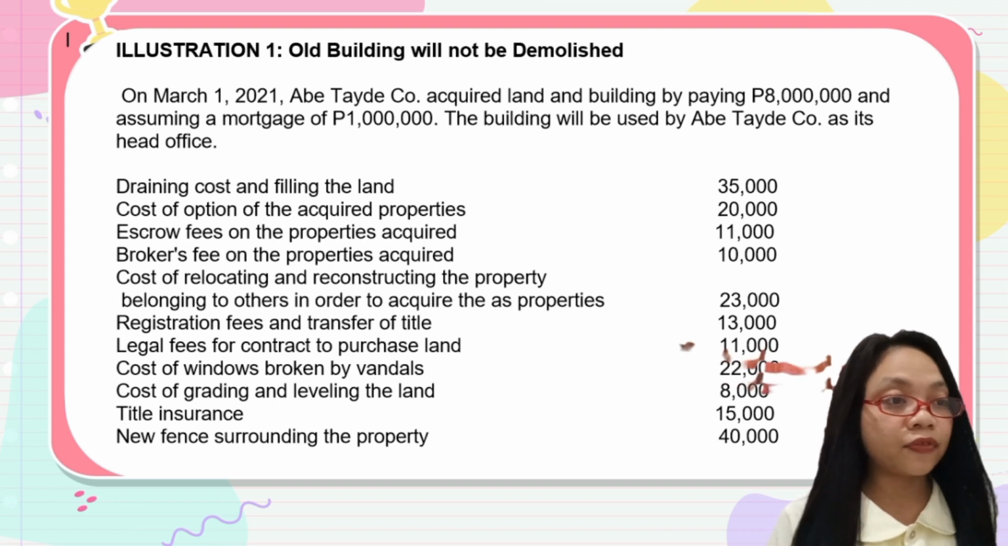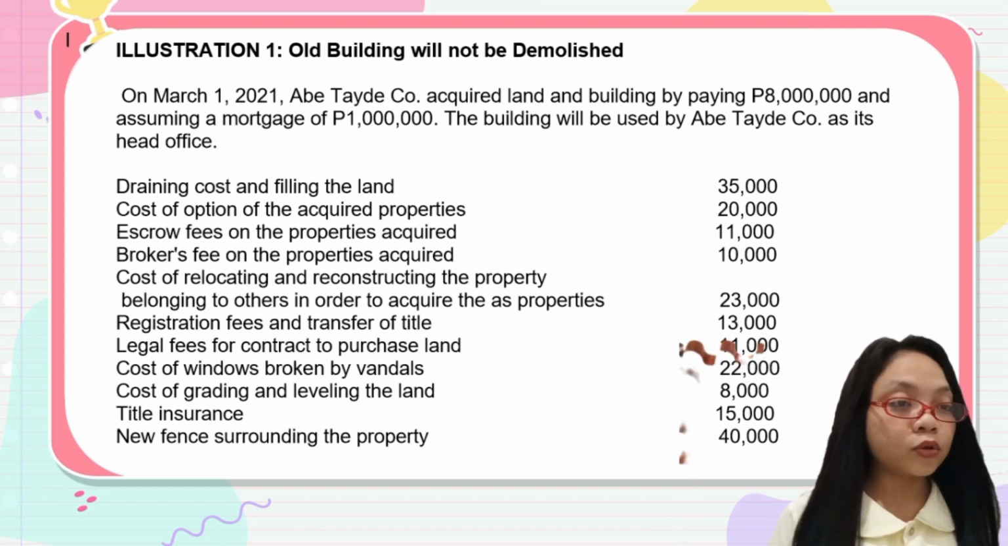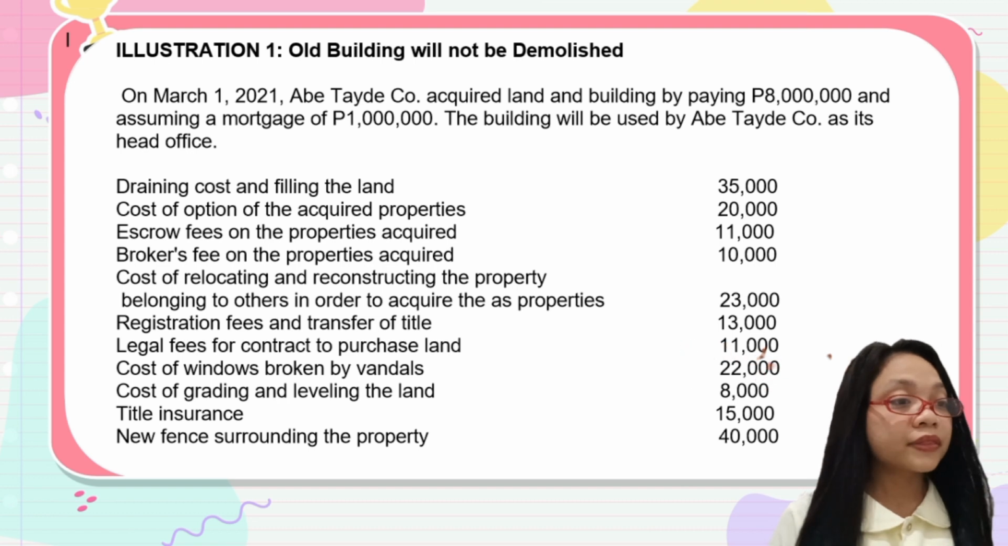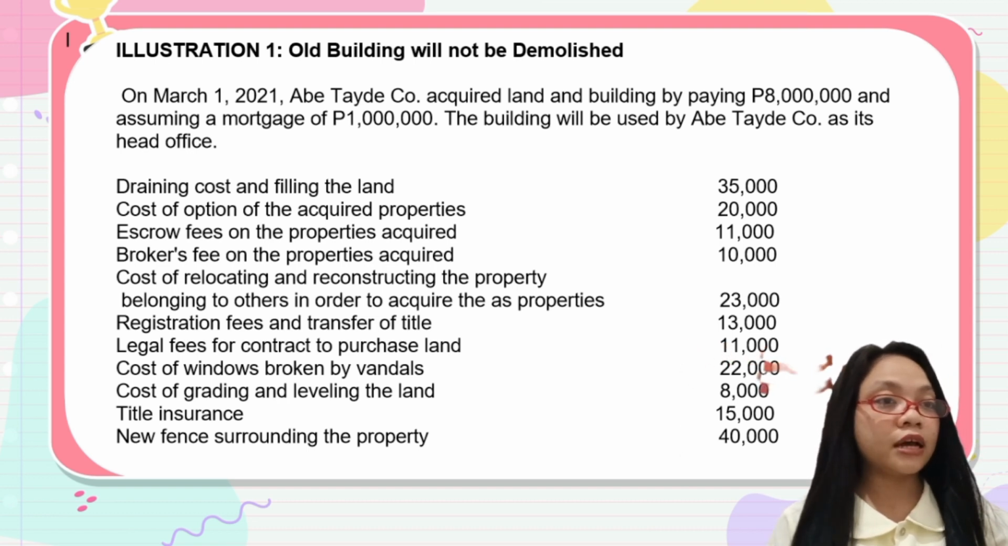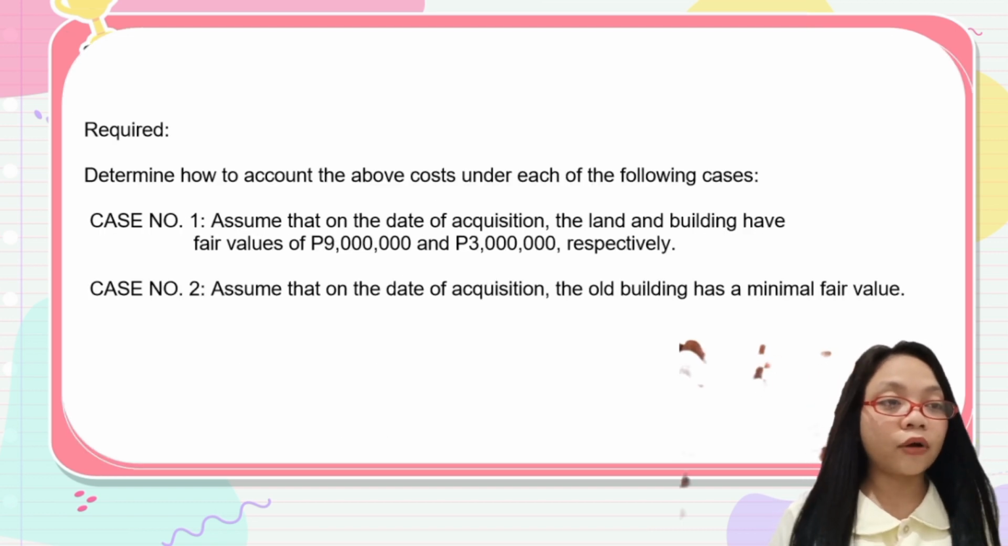Registration fees and transfer of title, 13,000. Legal fees for contract to purchase land, 11,000. Cost of windows broken by vandals, 22,000. Cost of grading and leveling the land, 8,000, title insurance, 15,000, new fence surrounding the property, 40,000. So for the requirements, determine how to account the above costs under each of the following cases.